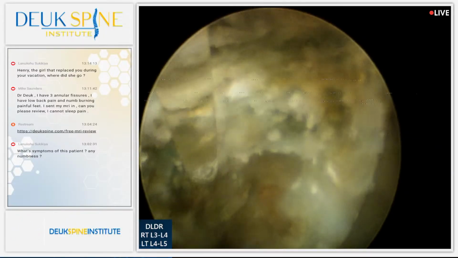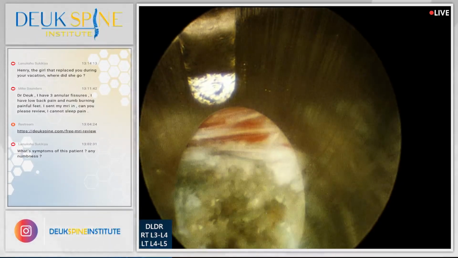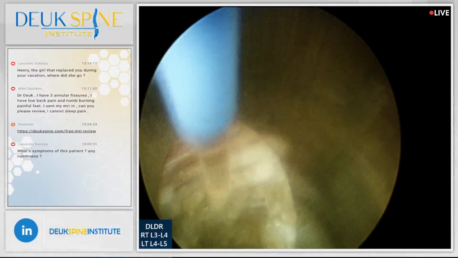All right, we're pretty much done here. I'm going to move to the next. You can see the epidural fat. You can see some fiber, but this is the end of the disc right here. This is the end of the herniation.